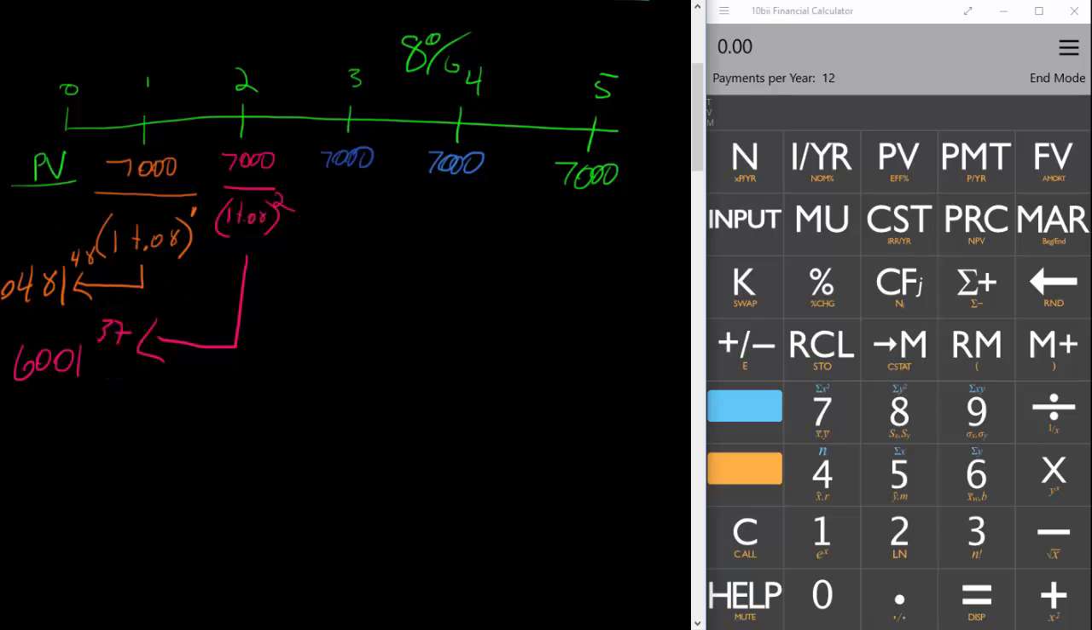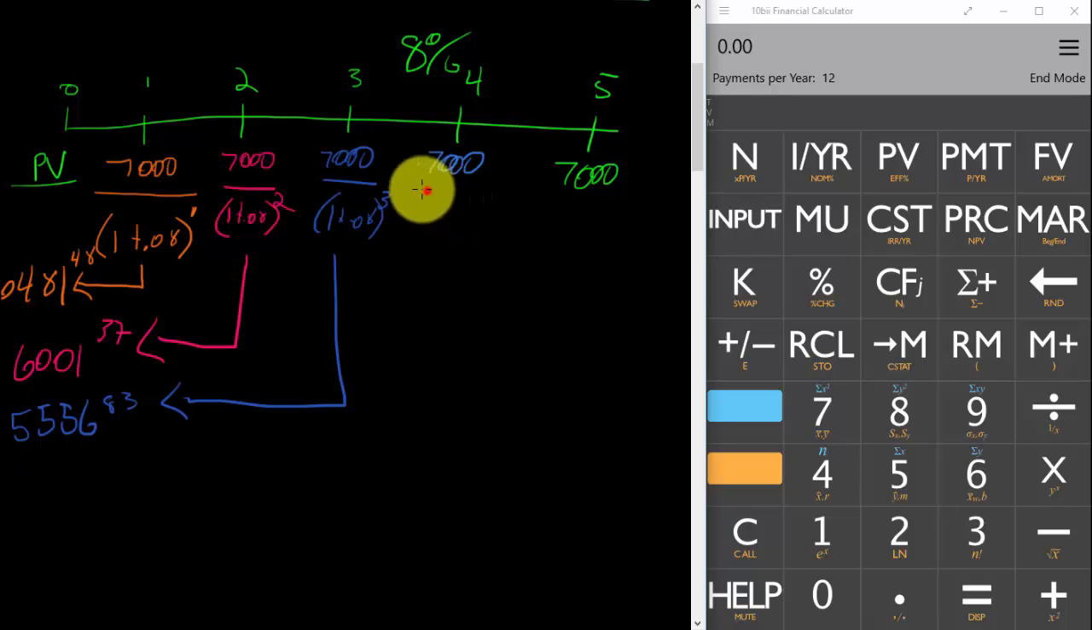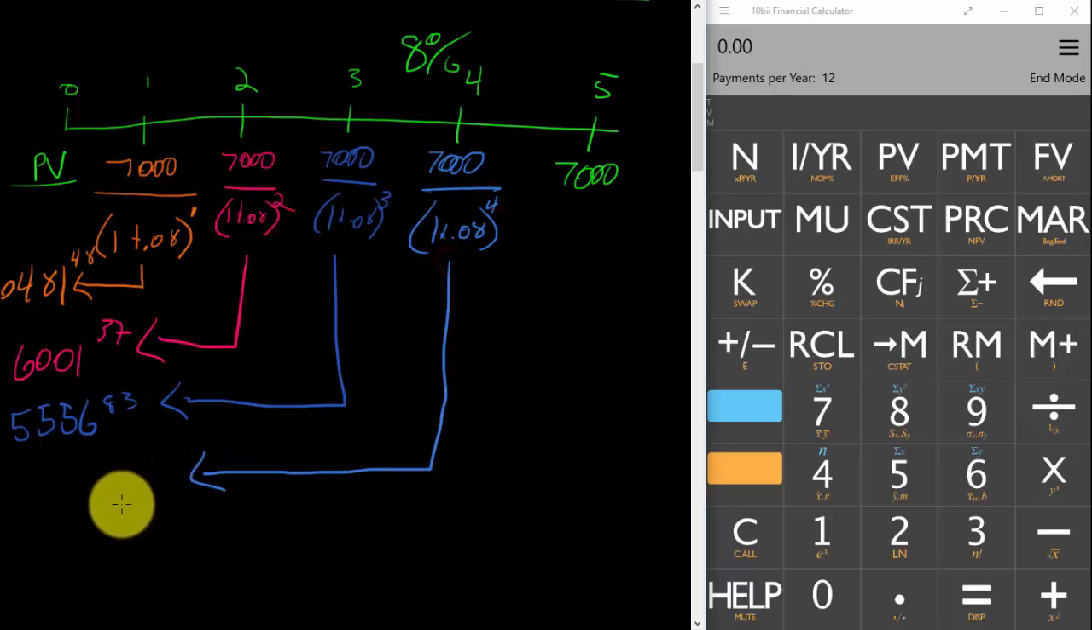6,001.37. And the same with this guy, 1 plus 0.08 cubed because it's 3 years. And that turns into 55.56.83. We might as well just do them all. 1 plus 0.08 to the 4th. That turns into 51.45.